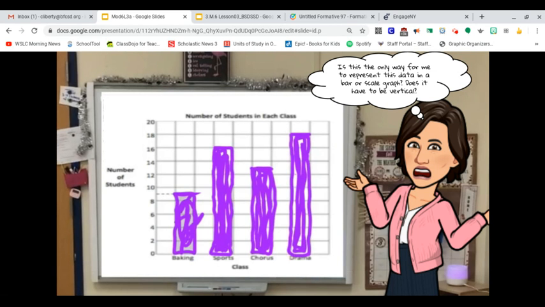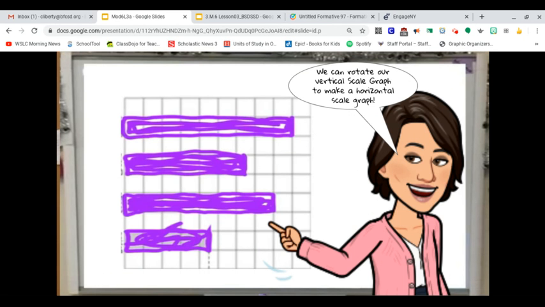So what do you think about my vertical scale graph? Is this the only way that I can do a scale graph? If I can turn a tape diagram, why can't I turn a scale graph? I can. So I just took my information and I rotated it. I actually rotated it and flipped it upside down just to make my bar graph look that much more interesting. But there's a problem.